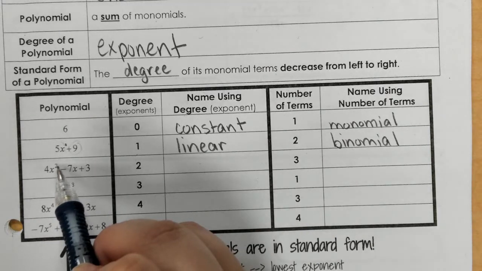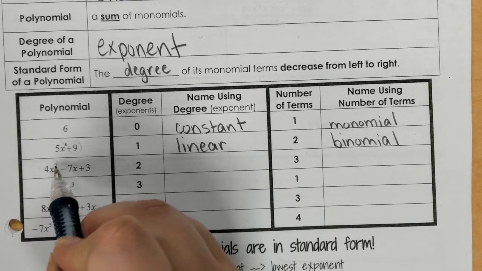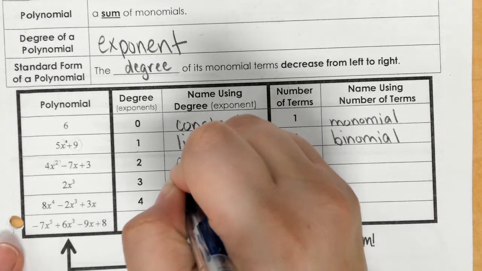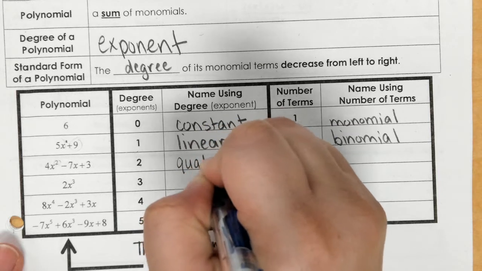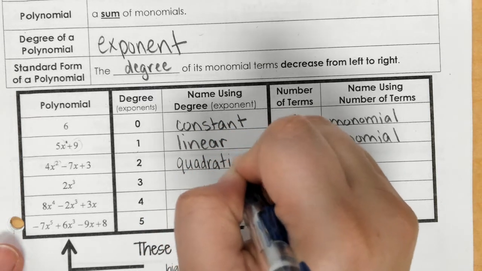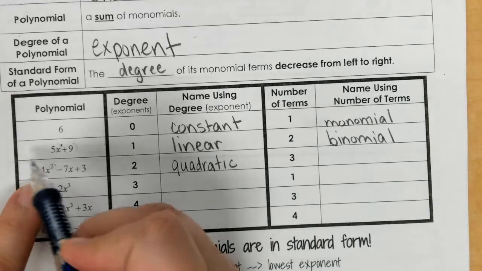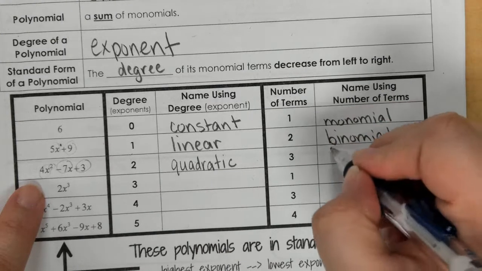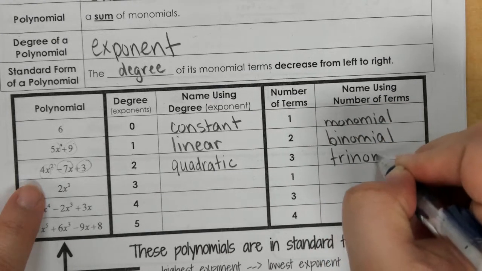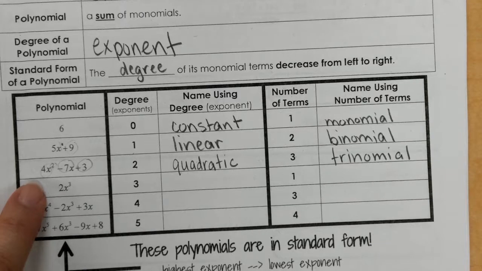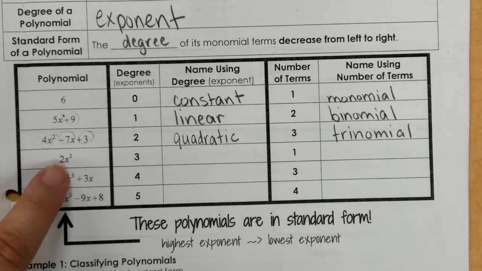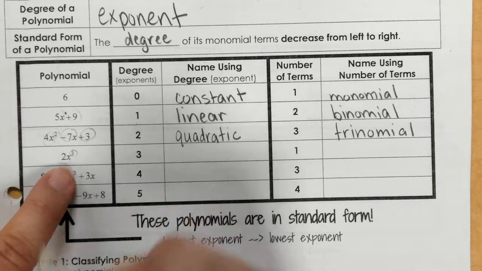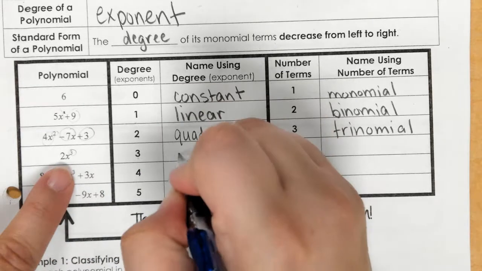Here, my highest exponent is a 2. So that means we're going to call this a quadratic. And we have 1, 2, 3 terms, and 3 terms is called a trinomial. For 2x to the third, we look for our highest exponent, which is 3. 3 is called a cubic.